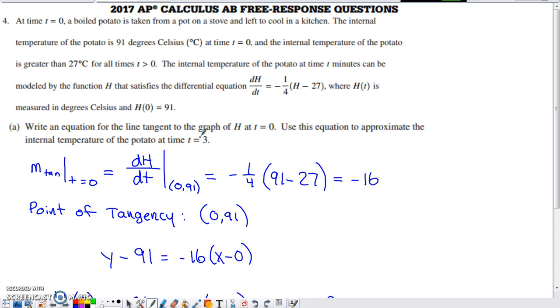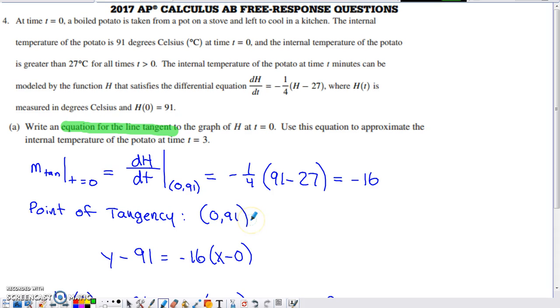And so if you think about what you normally need to do to piece together the equation of a tangent line, you need two things. You need the slope of the tangent line, you need the point of tangency. So we know the t value, the independent variable for the point of tangency's value is 0. Well, it's a tangent line to the graph of h, and corresponding to that input value of 0 for t, we have an h value of 91. So the point of tangency is 0, 91.